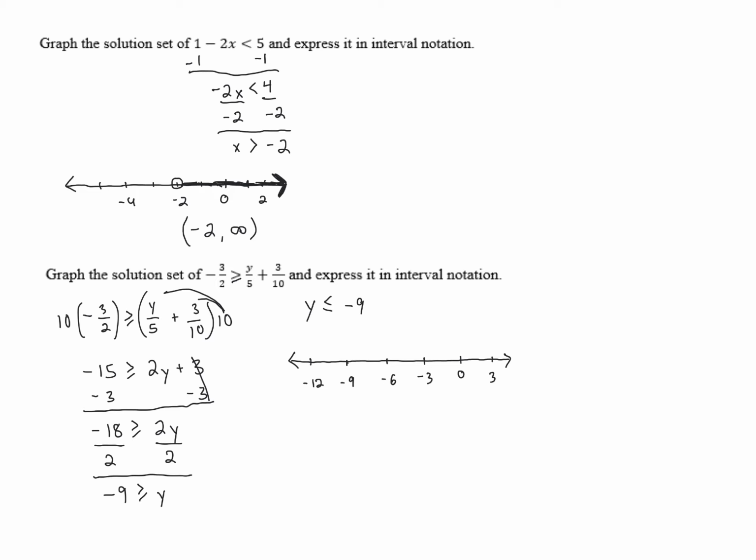Since y is allowed to be equal to negative 9, we'll have a closed circle on negative 9. And since it's also allowed to be less than negative 9, we want to shade to the left because that's where the numbers fall that are less than negative 9. So this is our graph. Finally, what will our interval notation look like?